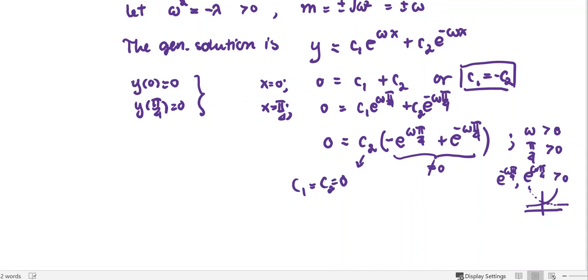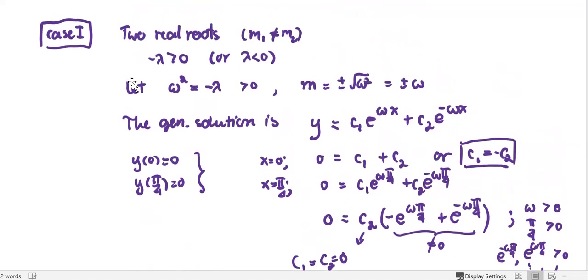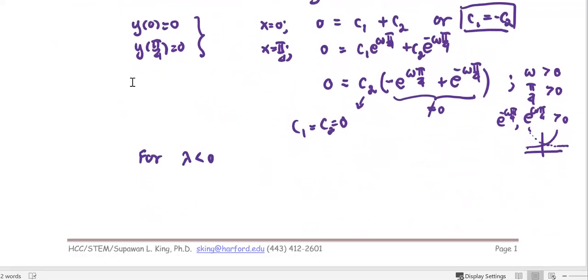So for the case that lambda is less than 0, as we set up at the beginning here, the solution is trivial. What does it mean? You're gonna get a solution like y equals 0, which is not what we are looking for.